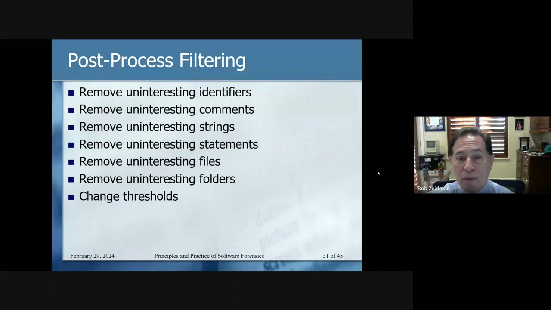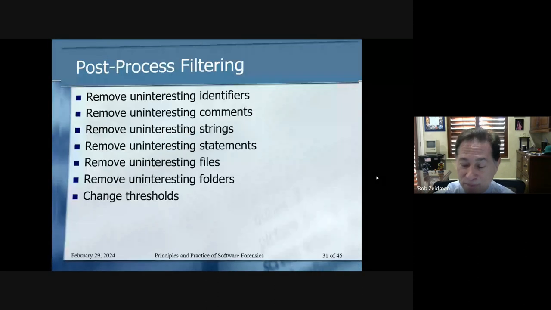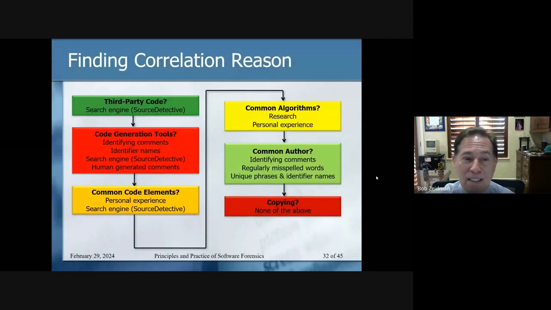Also, sometimes there can be code that's not at issue. If this is a litigation, you can filter out things that both parties have agreed are not at issue. And here, this shows a diagram of how the filtering goes.